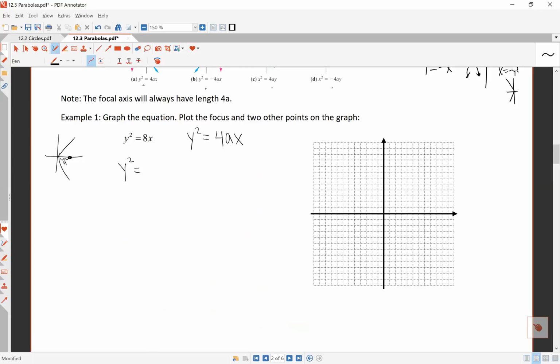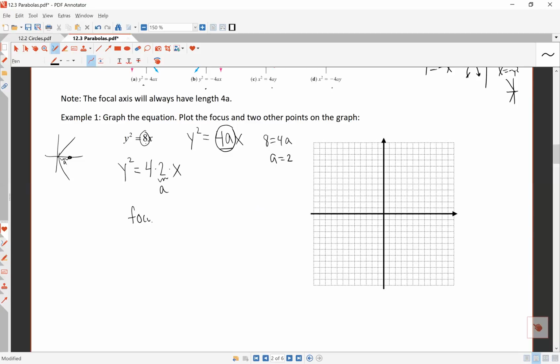And so if I take 8 and set it equal to 4a, because that's what we need, 4a is in front of x, 8 is in front of x, this says that a is 2. So we have y squared equals 4 times 2 times x. And once you know your a, you know where your focus lies.